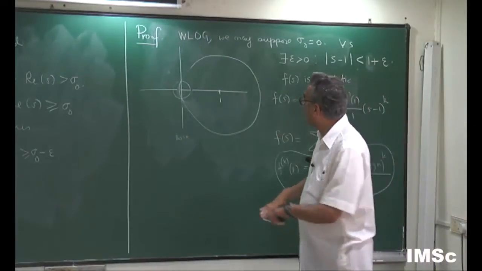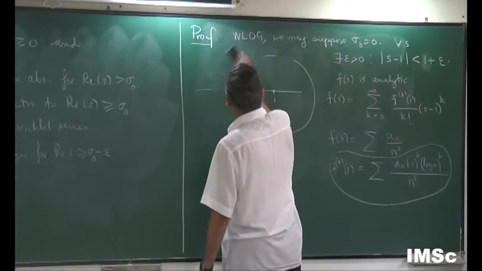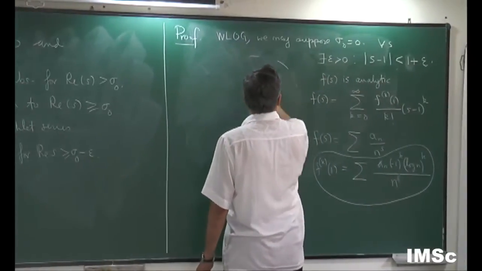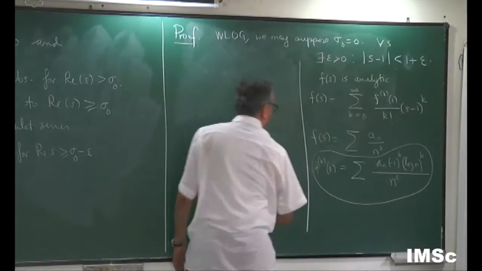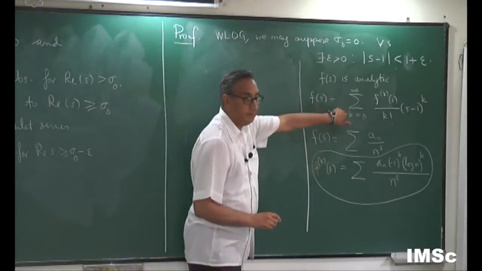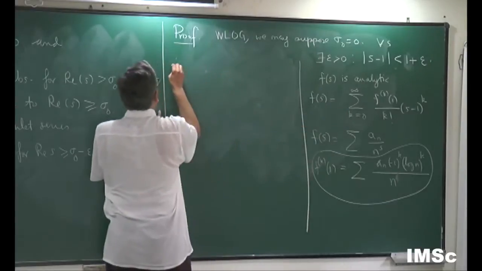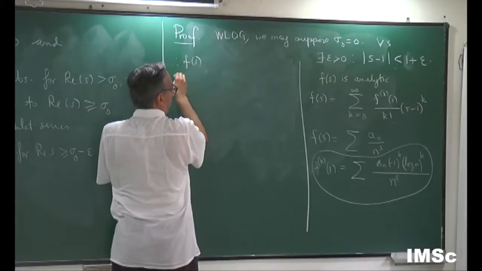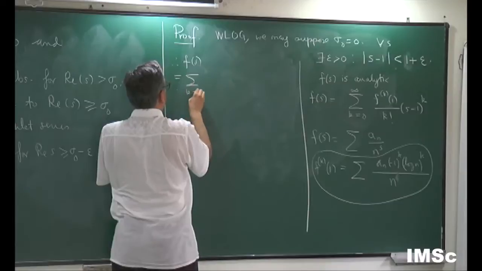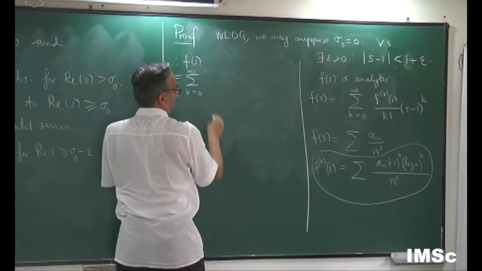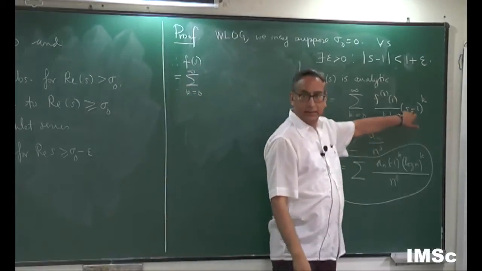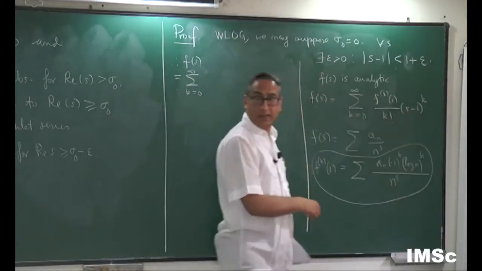So let me now rub this bad picture off. We'll continue here. So now plug this back in here. Everything is now convergent absolutely. So the minus 1 to the k, I'm going to put 1 minus s to the k.